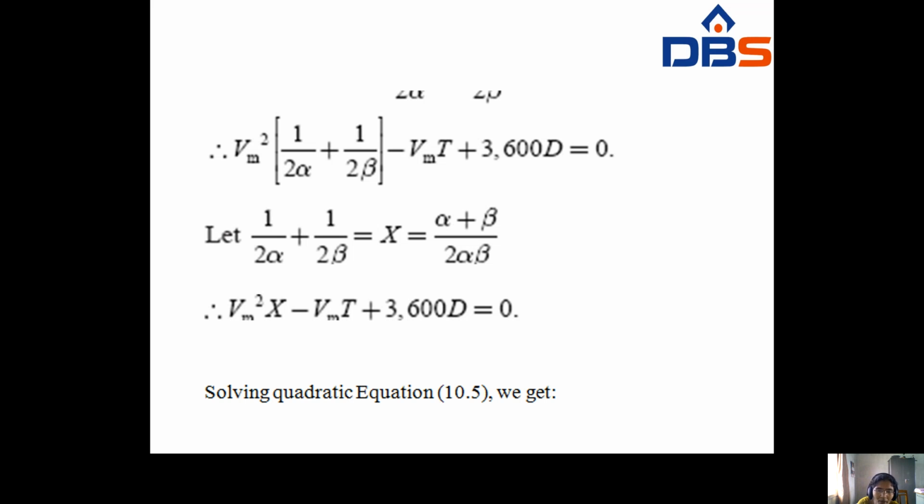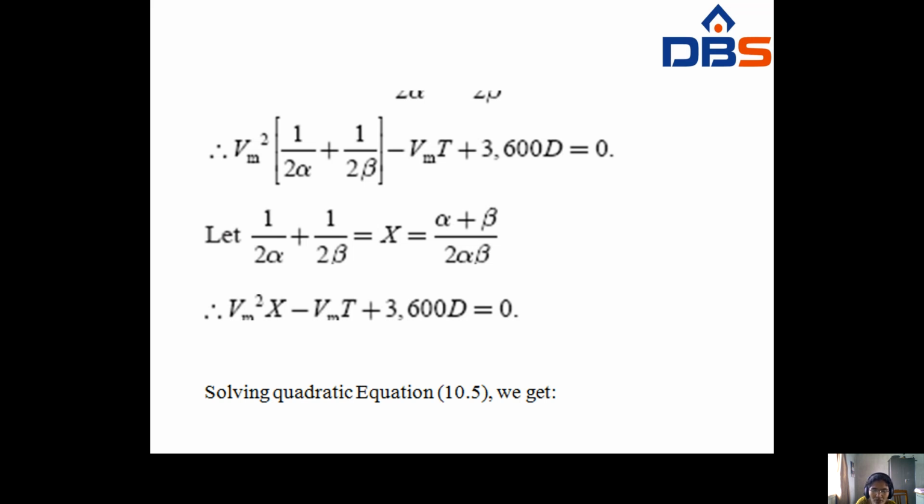Here this total term 1 by 2 alpha plus 1 by 2 beta, you have to assume it is one coefficient, a constant term, which you can assume as x. Whenever you take the LCM, this becomes alpha plus beta by 2 alpha beta. This is the x value. So in the place of 1 by 2 alpha plus 1 by 2 beta, you assume x. That is written here.